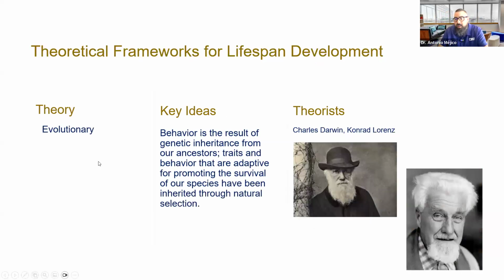Okay. Finally, the last group of theorists would refer to Darwin and Lorenz, for example, and these are evolutionary theorists. You're probably very familiar with these theorists. So evolutionary theorists believe that behavior is the result of genetic inheritance and our ancestors. So we're talking about nature here, right? Traits and behavior that are adaptive for promoting the survival of our species have been inherited through natural selection. And this is a component of our evolutionary theorists. Natural selection, sometimes referred to as survival of the fittest. So some of you may have heard this before, that nature is simply survival of the fittest.